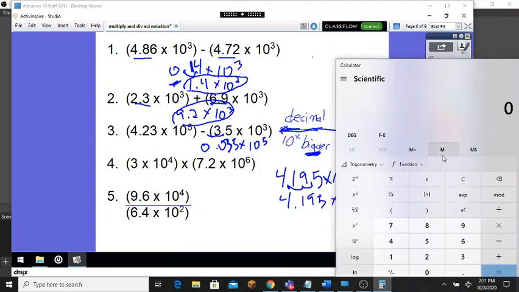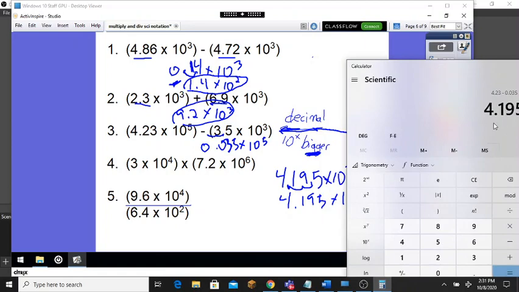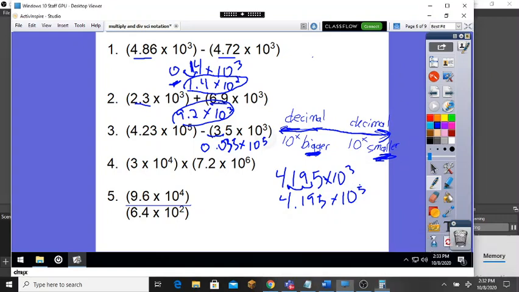So if we were to do 4.23 minus 0.035, see how it gives me the same answer, 4.19, and here it is, 4.19. The only difference is this one, the answer's already done for you, right? It's already to the power of fifth, okay? So there you go. That's how we do this.